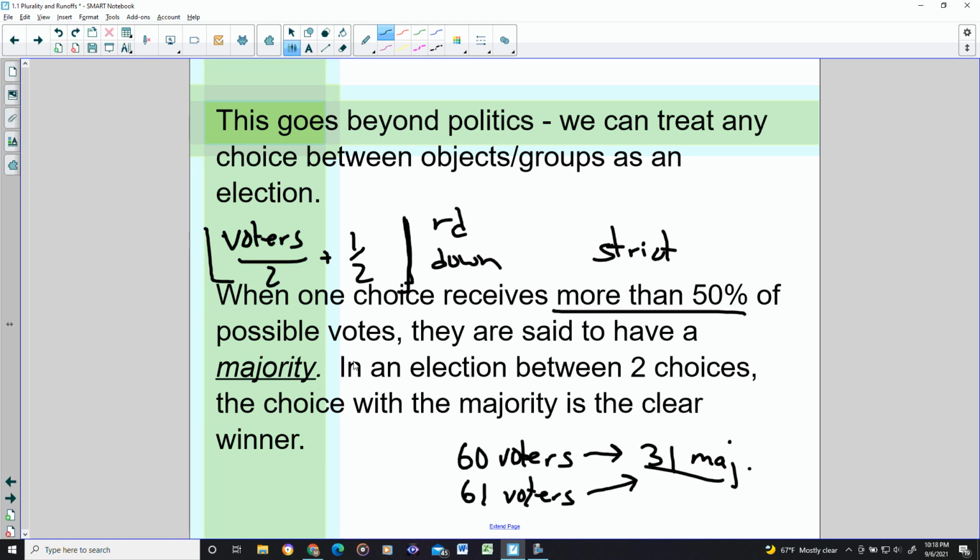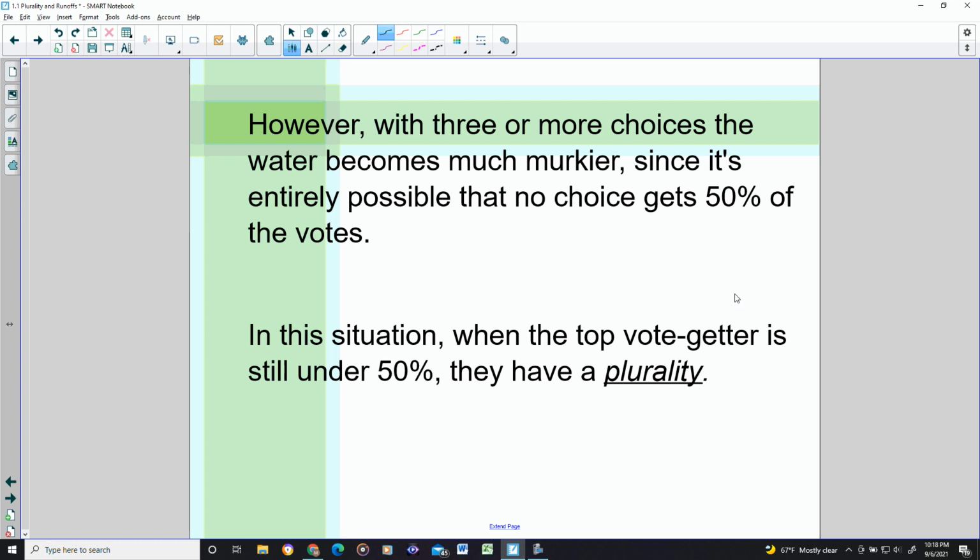In any election in which there are 2 choices or 2 candidates or a 2-party system, the choice with the majority is the clear winner. There's really no way to consider the person with the lesser votes as any better. With 3 or more choices, the water becomes much murkier since it's entirely possible that no choice gets 50% of the votes. You'll see that coming up in a bit, but this happens a lot. Actually, this happens in many presidential elections as well.